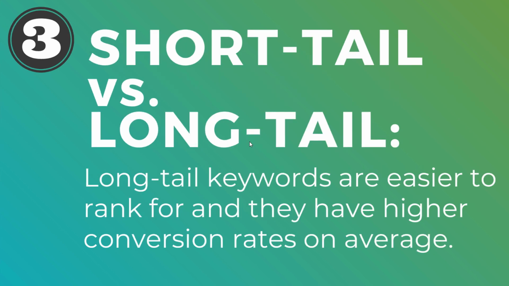Next is going to be short tail versus long tail keywords. Short tail keywords generally have very high search volume, but they're much more competitive because they have very high search volume. Long tail keywords are easier to rank for. They don't have as much search volume, but they do have higher conversion rates on average because people know what they're looking for with long tail keywords. I will go over examples with all of these different things you need to keep in mind as you go through the process of creating your SEO keyword research list.